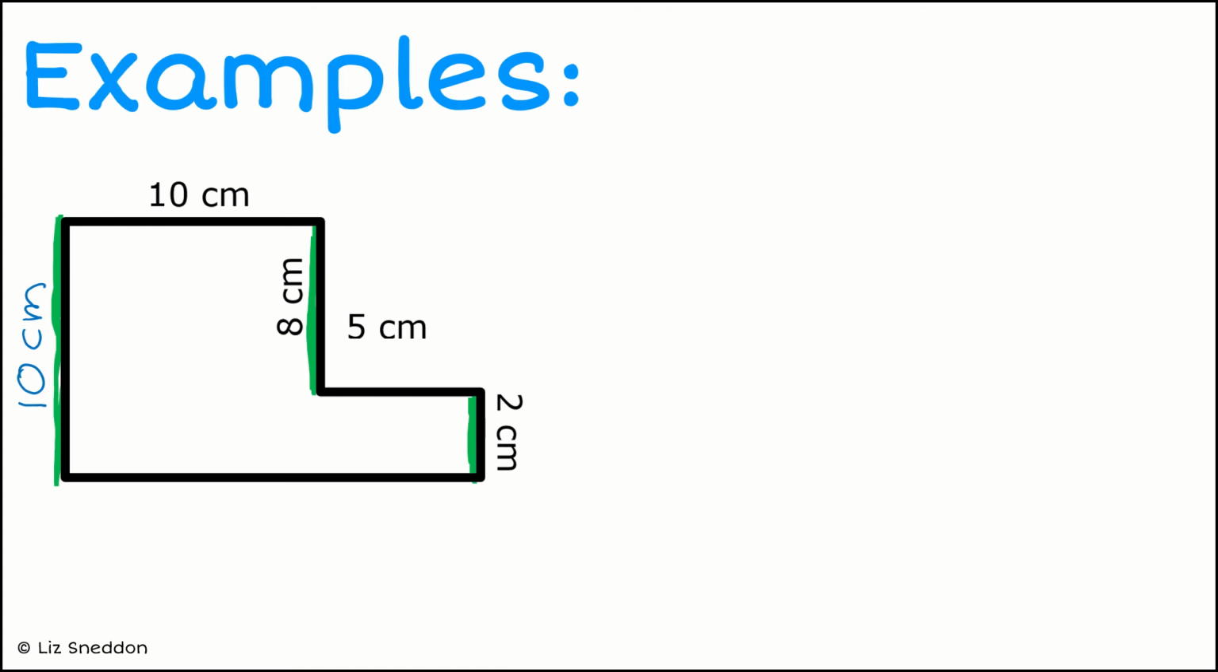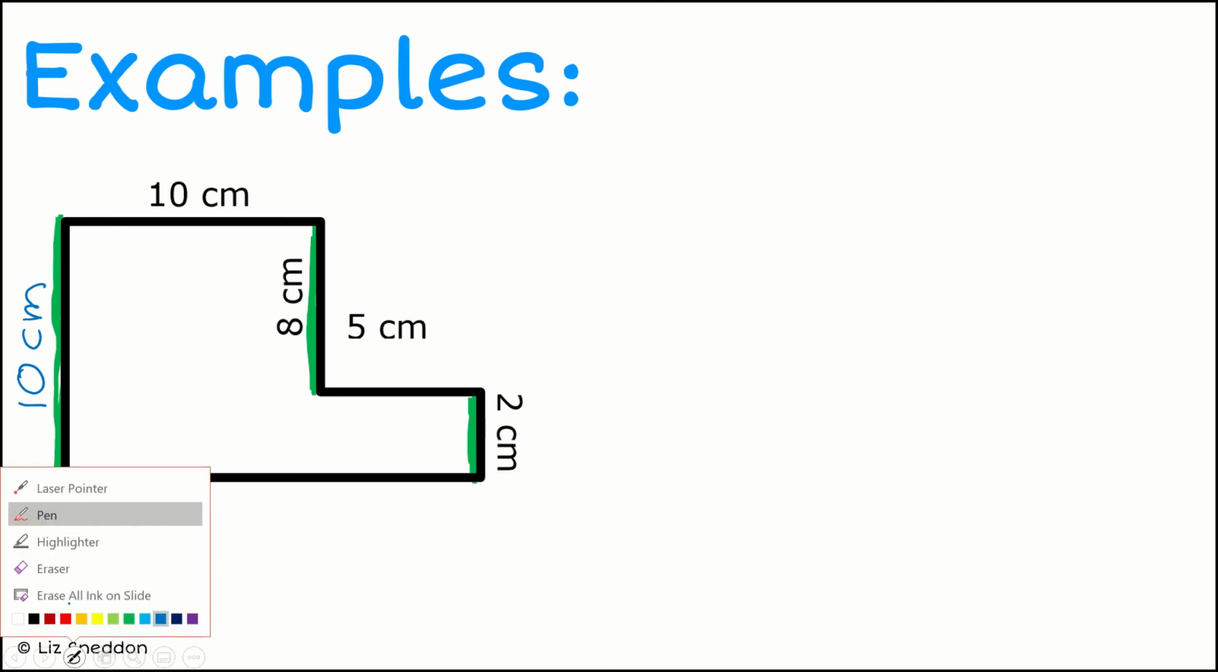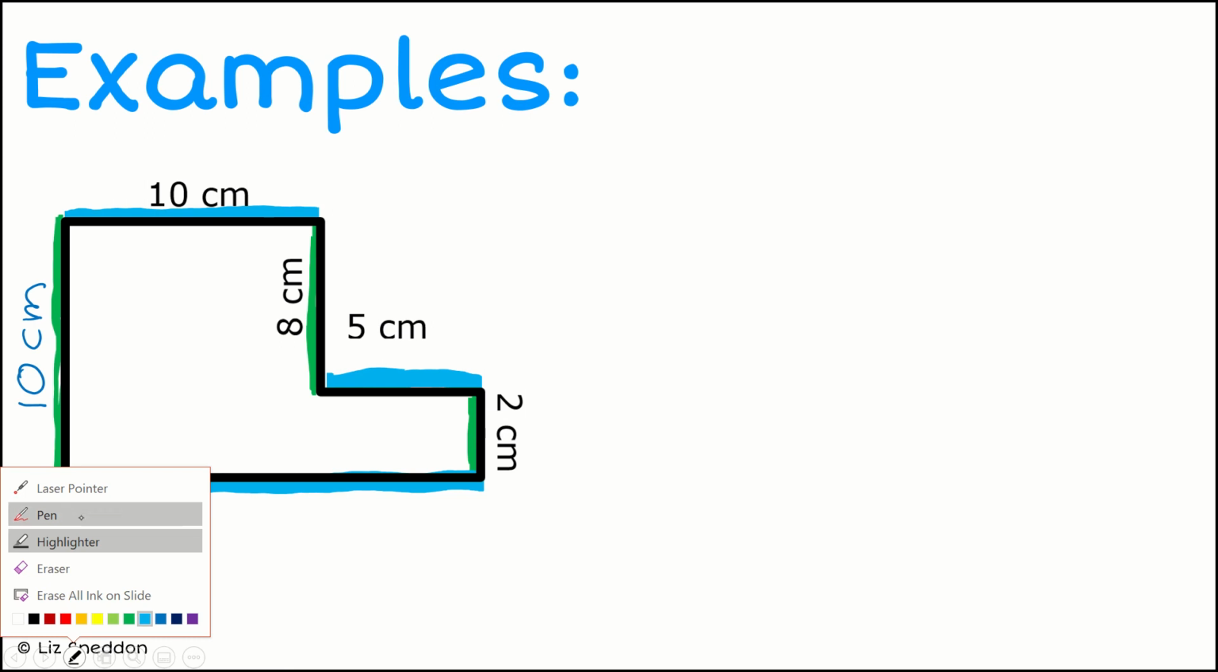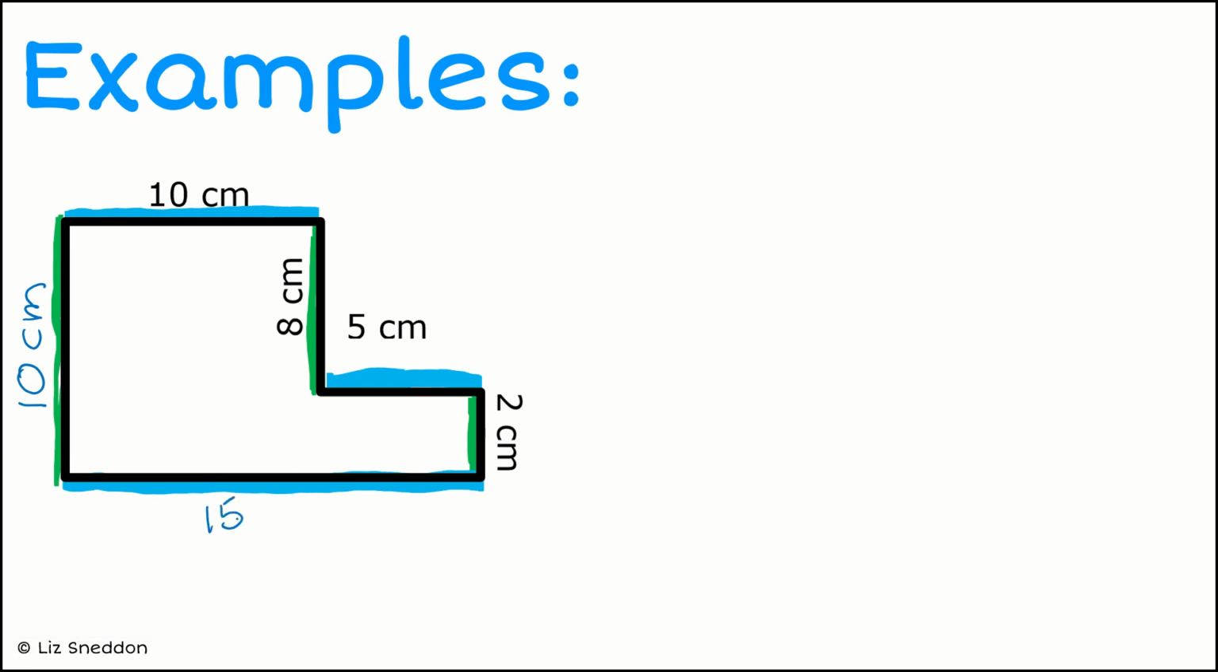Now I want to do the same reasoning with the other two sides. So let me change to a different colour highlighter. I now know the bit across the top here is 10 centimeters. The bit along here, this bit of wall here, is 5 centimeters. So this horizontal total wall here has got to be the same size as those two bits together. Therefore, if they're 10 and 5 centimeters, that's got to add up to 15 centimeters. So I know that this side must be 15 centimeters. Now I've got all of my side lengths.